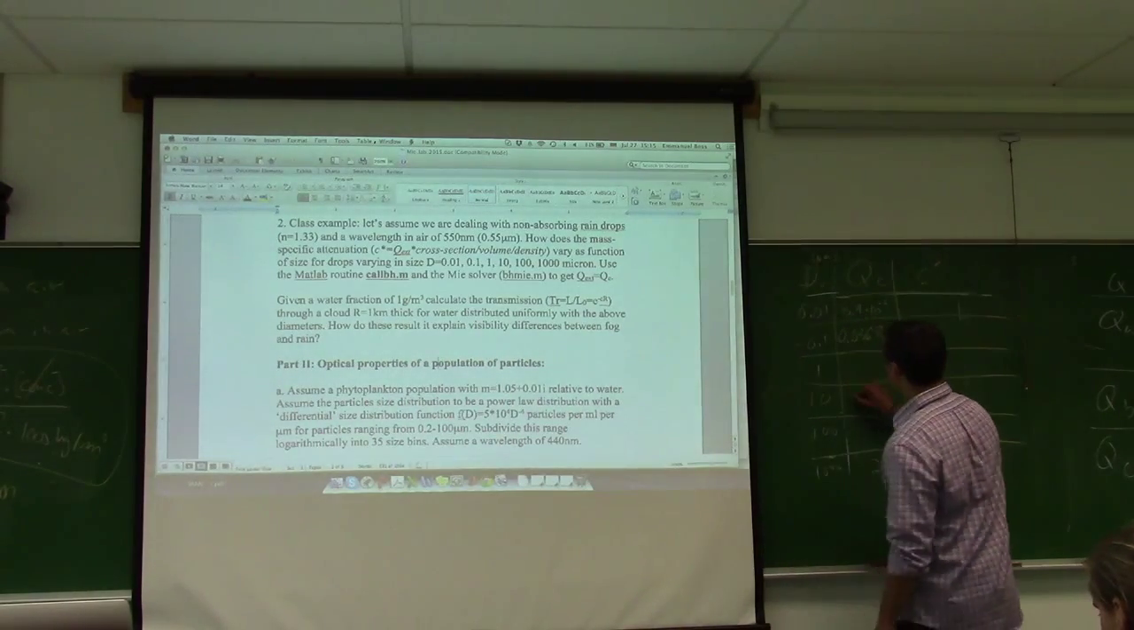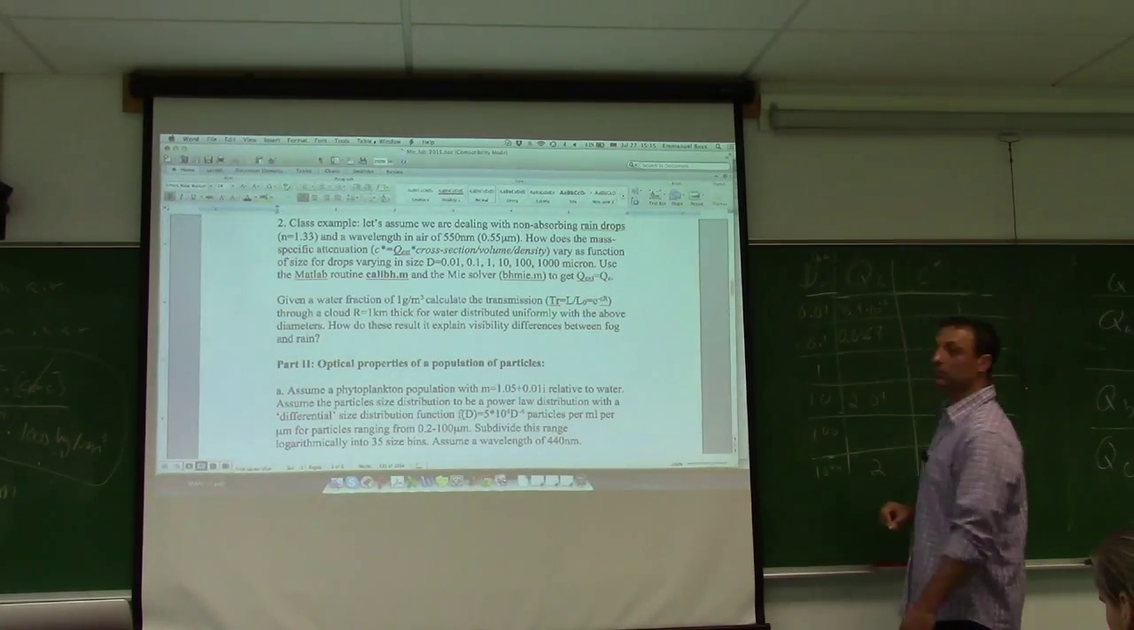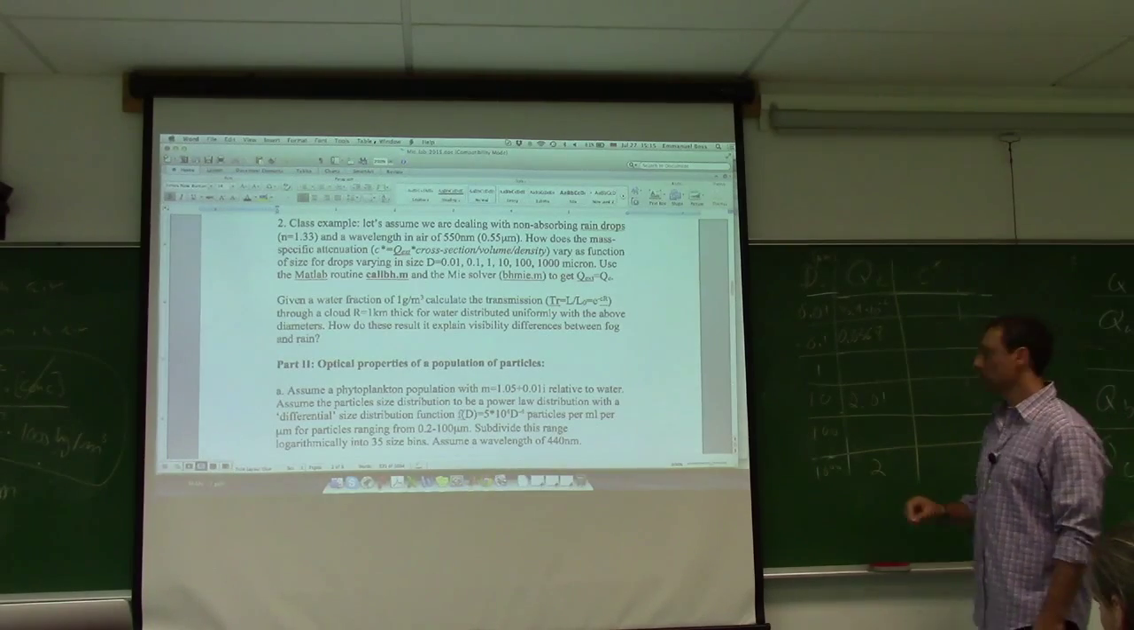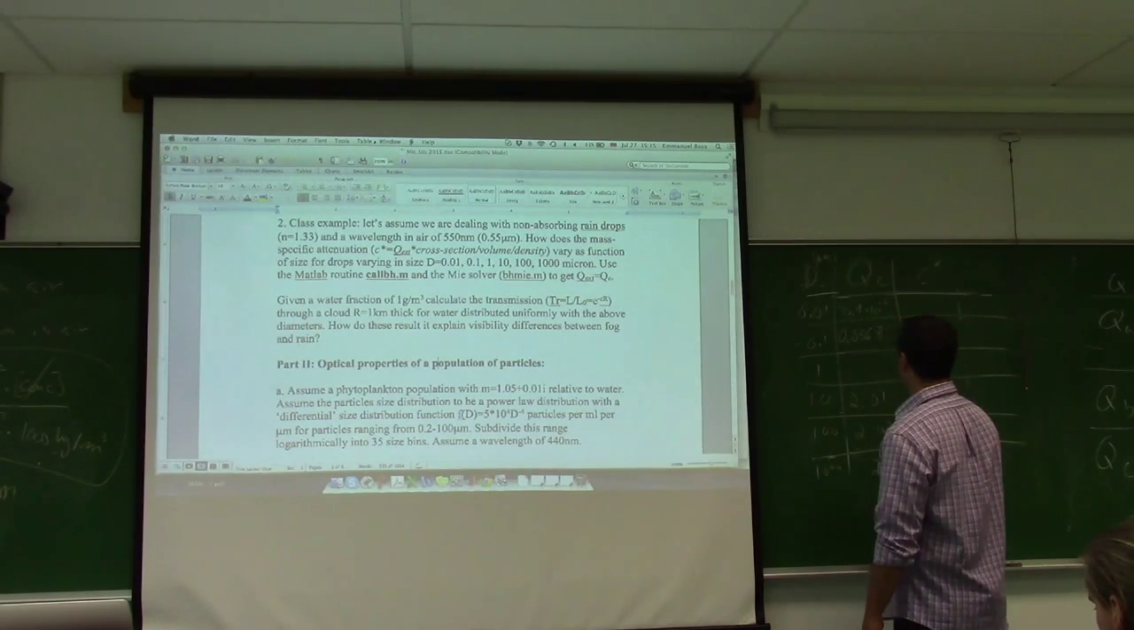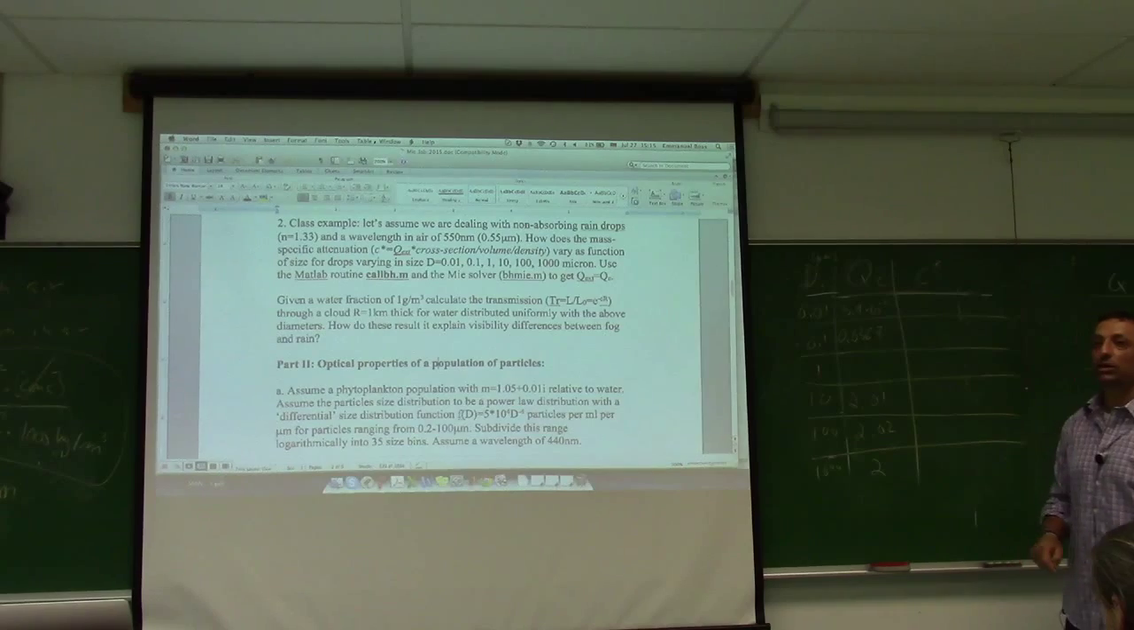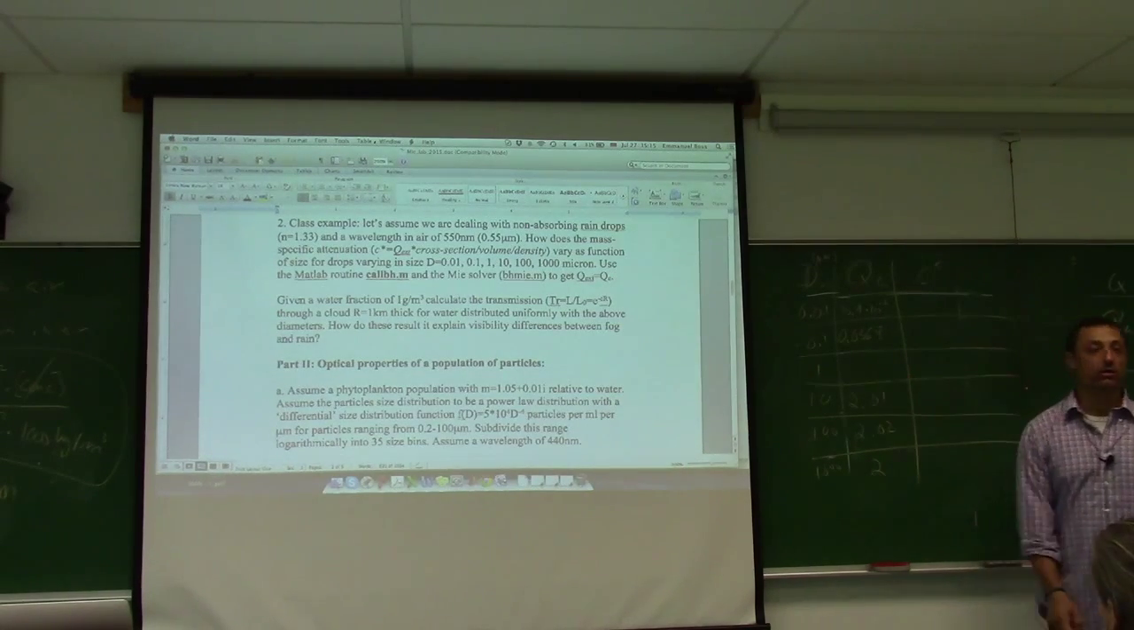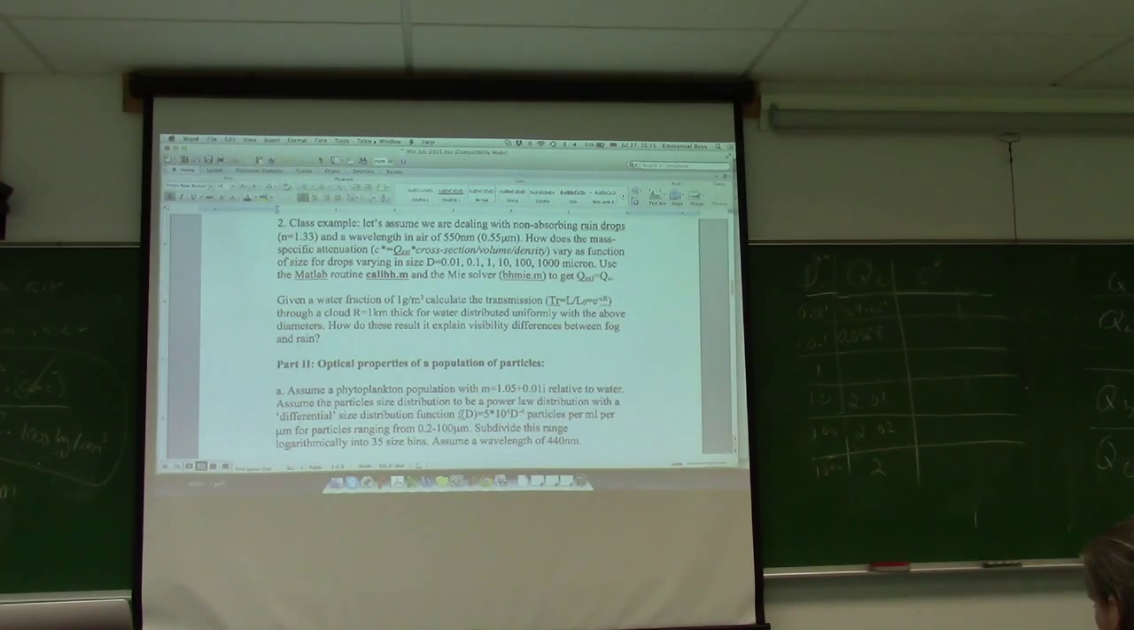For the 10, 2.01? I got 2.02. 2.02 for 100 micron. Okay, so we reached the asymptotic value. What do you get for 1 micron? And don't forget to divide by 2, the size, because it asks for the radius.